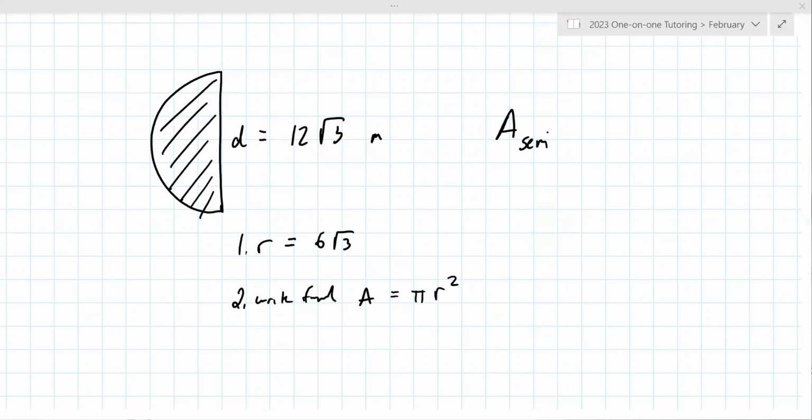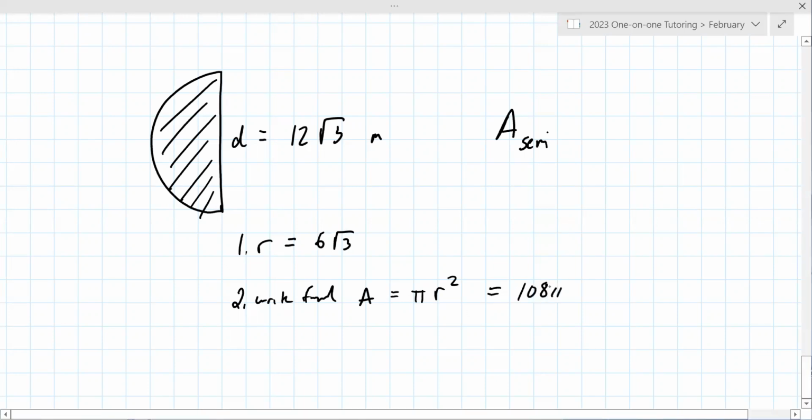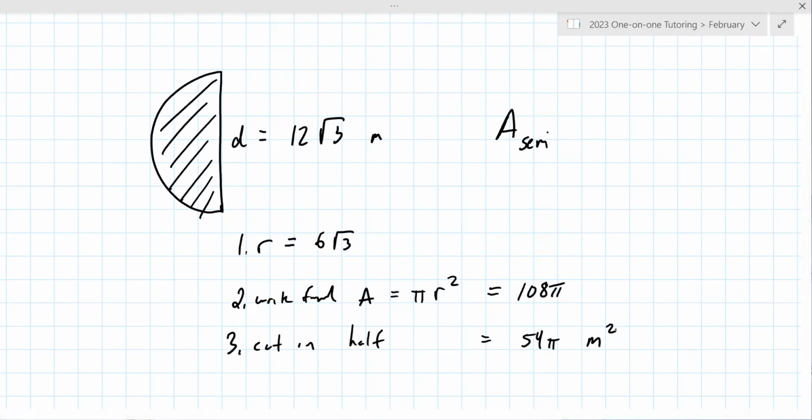All right, 6 squared times 3, 36 times 3, 108. Okay, so it's 108 pi, but that's for a full circle. A semicircle or half circle, you have to take the last and cut it in half. So then that would be 54 pi meters squared.